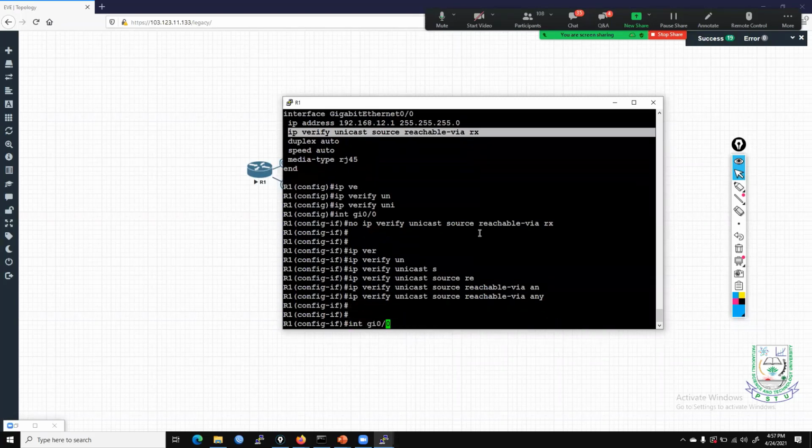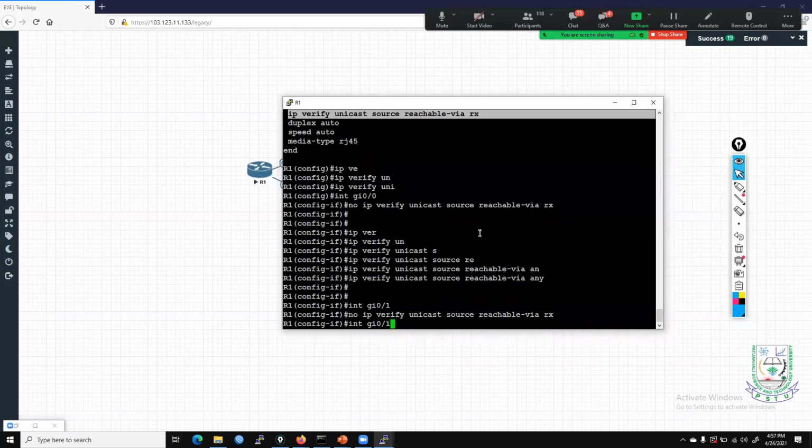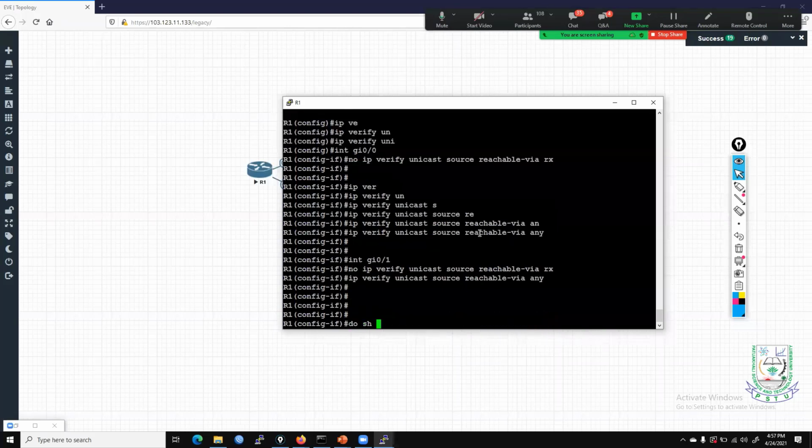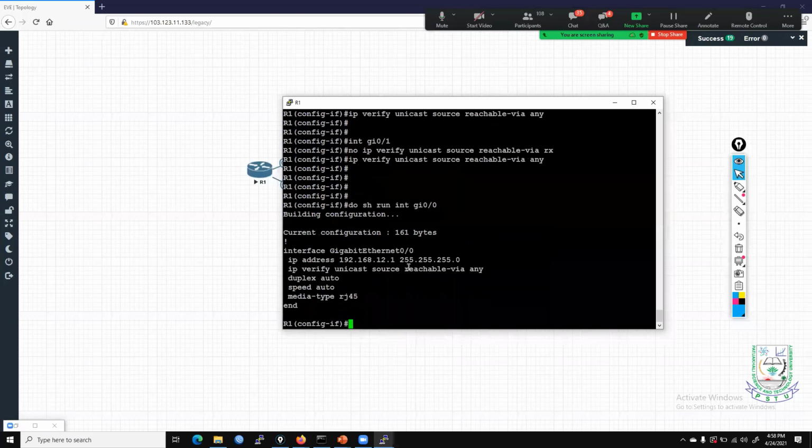The same way we have to configure gig 0/1 also. So now if we check the configuration of gig 0/1 or 0/0, see, earlier it was only rx, now we are setting reachable-via any. If you configure any, the router considers it loose mode, and in this mode you check only one criterion. If it matches a routing table entry, it will pass.